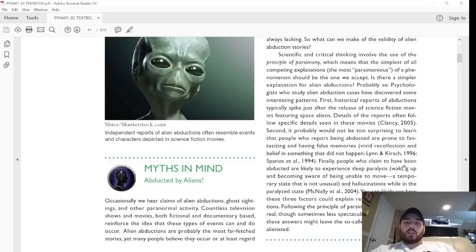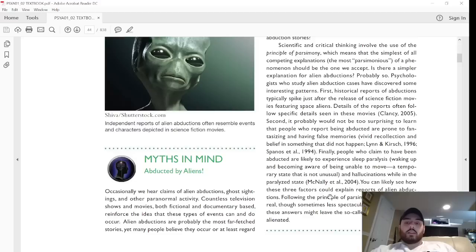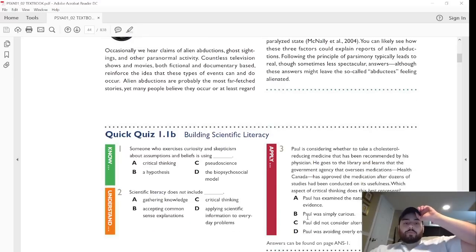So finally, people who claim to have been abducted are likely to experience sleep paralysis, waking up and becoming aware of being unable to move, a temporary state that is not unusual, and hallucinations while in the paralyzed state. You can likely see how these three factors could explain reports of alien abductions. Following the principle of parsimony typically leads to real, though sometimes less spectacular answers. Although these answers might leave the so-called abductees feeling alienated, right?